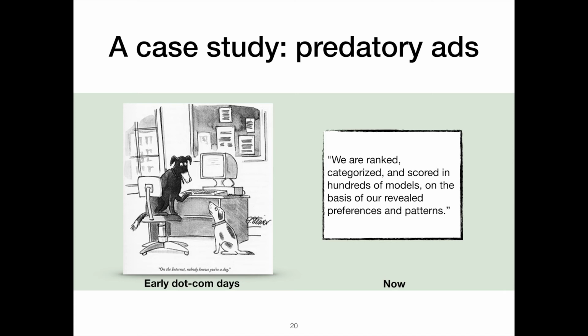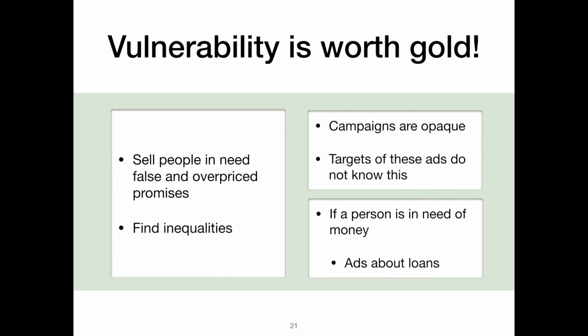We are ranked, categorized, and scored in hundreds of models on the basis of our preferences and according to certain patterns. And as she says, vulnerability is worth gold, because some models are just used to sell people in need false and overpriced promises. They find inequalities and take advantage of them. And the worst thing is that these campaigns are opaque, and the targets of these ads do not know this.